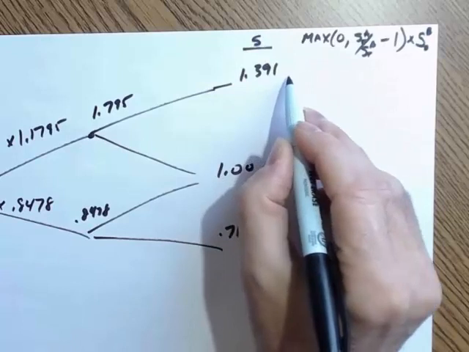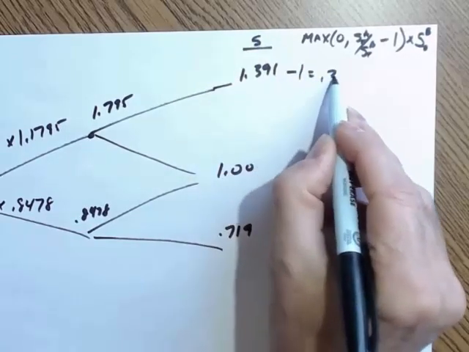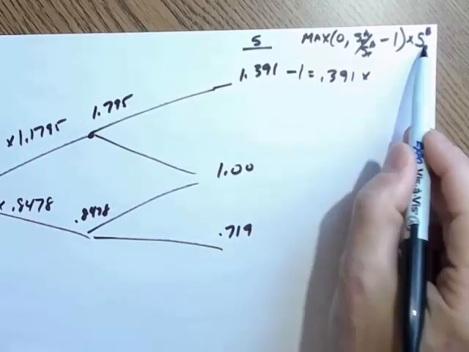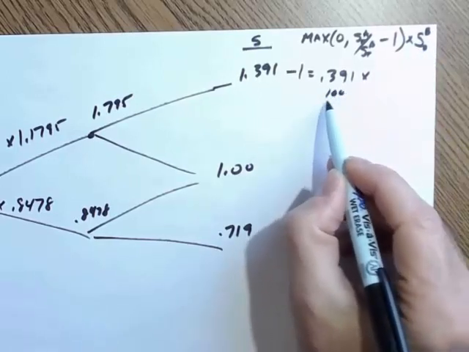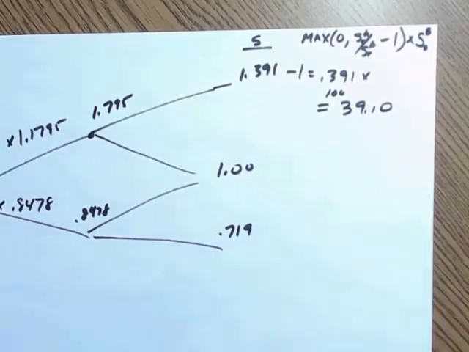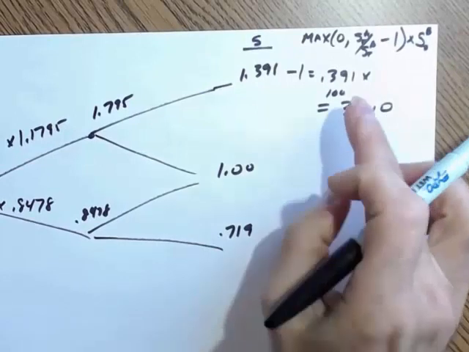So what we need to do is subtract 1, and we get 0.391, multiply it by the value of the stock of B, the value of B at time 0. That's 100. So the payoff is $39.10 for this exchange option, okay, on the up move.